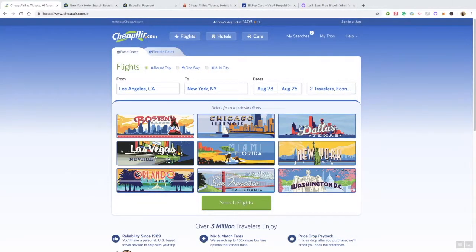Alright everyone, so what we're going to do is look at different websites that either will allow you to purchase travel with cryptocurrency or earn cryptocurrency from purchasing travel. So right now we're at cheapair.com and we are going to look at a flight from Los Angeles to New York, and it's from August 23rd to August 25th.